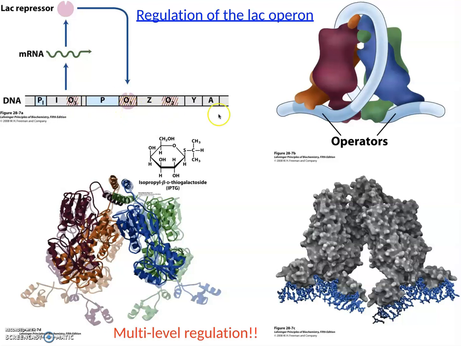When they associate in a homotetramer, shown right here, you can see 4 identical repressors in a complex. It's believed that they loop around the DNA and prevent the expression of the 3 genes of the lac operon. Here we see a crystal structure of the DNA bound to the repressors, 4 different repressors.